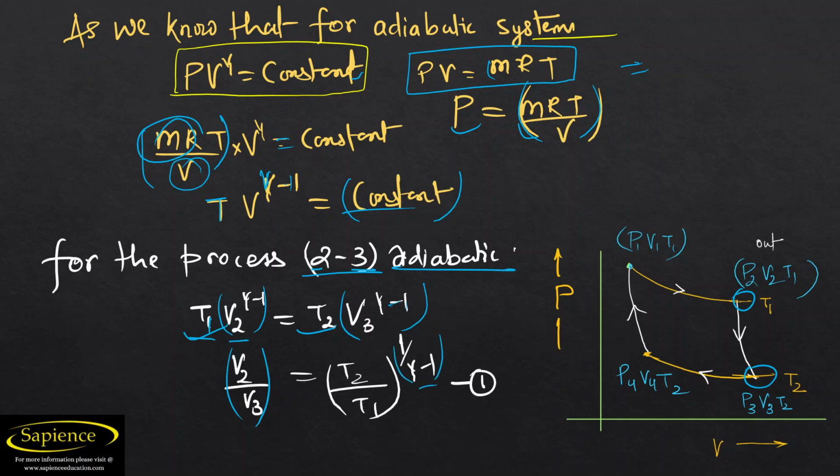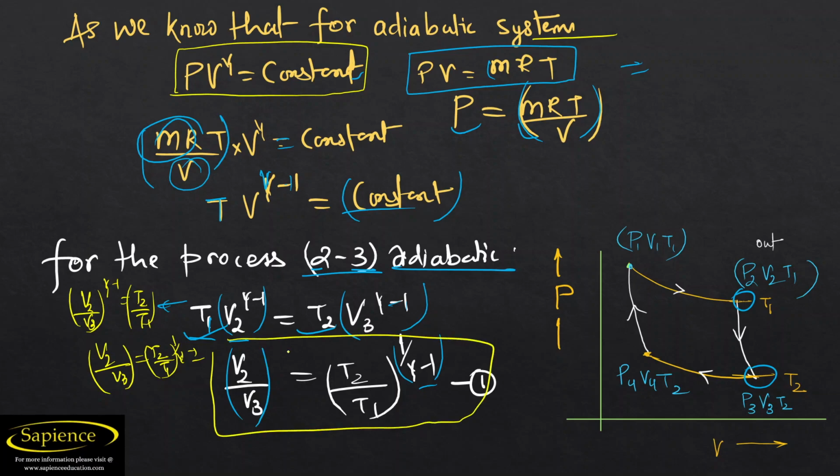See here how I have done this. First of all I can break it into steps, so just focus on this. This is V2 by V3 to the power gamma minus 1, equal to T2 by T1. So finally V2 by V3 is equal to T2 by T1 to the power 1 by gamma minus 1. When I break this statement, you get V2 by V3 equal to T2 by T1 to the power 1 by gamma minus 1. So this is equation 1.